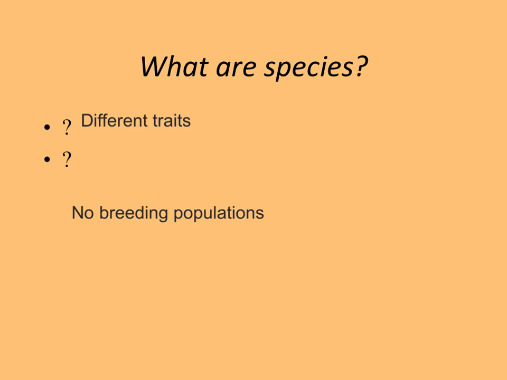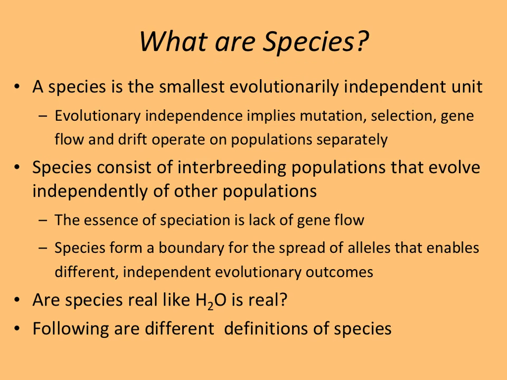Okay. So we'll say that species are the smallest evolutionarily independent unit, but that's pretty arbitrary. Evolutionary independence, like those squirrels on the north and south rim of the Grand Canyon, implies independent mutation, selection. They're all off on their own evolutionary trajectory. They don't share alleles anymore. Gene flow and drift operate on populations separately. Selection, mutation, all the forces.